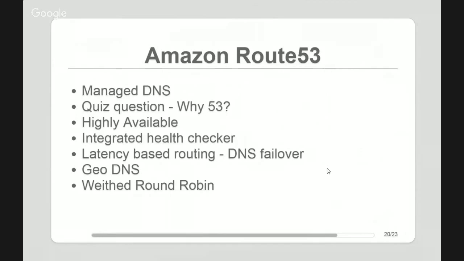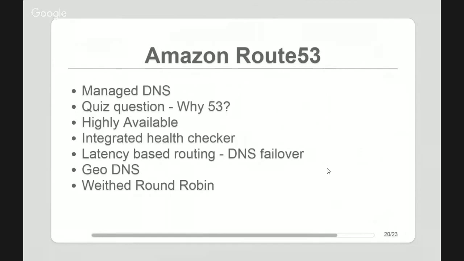It's highly available by default because it runs on all these 70 edge locations. And Amazon realized soon enough that DNS is very important for the customers, because if you can't resolve the domain name, then your customers cannot reach your application even if it runs smoothly. So it's highly available.